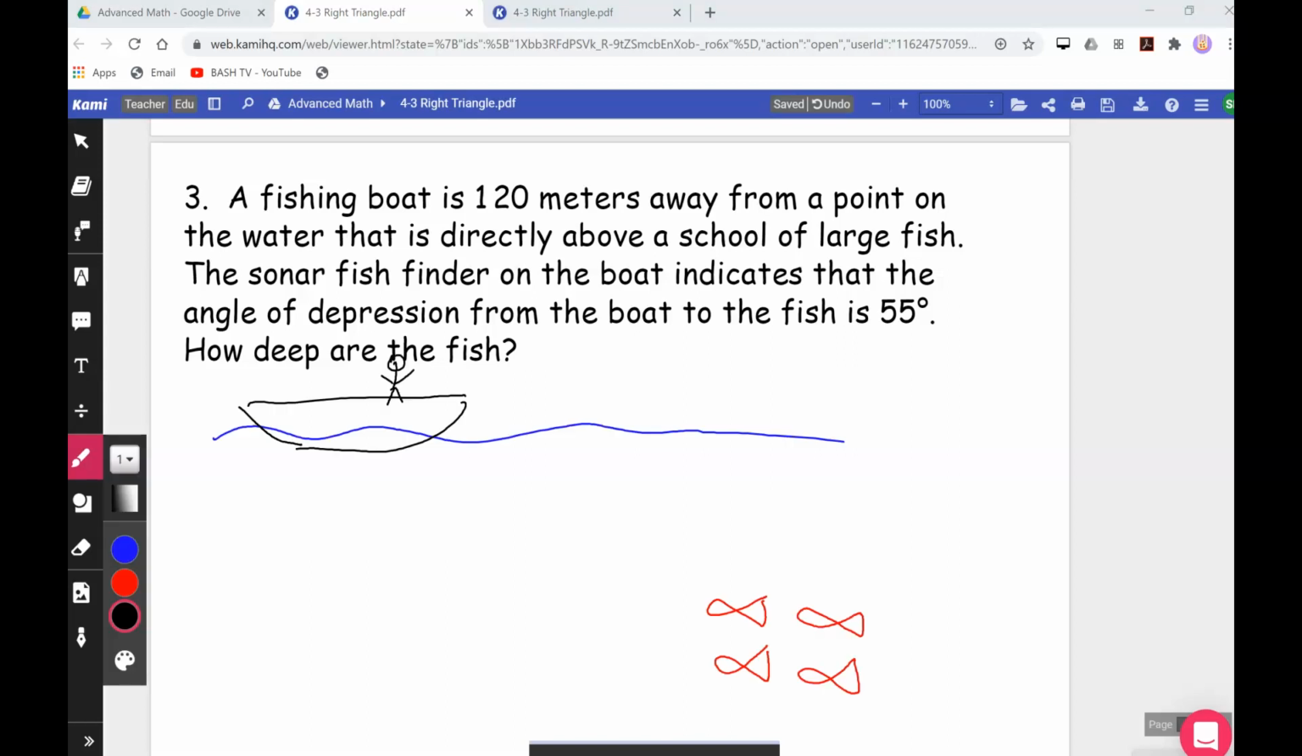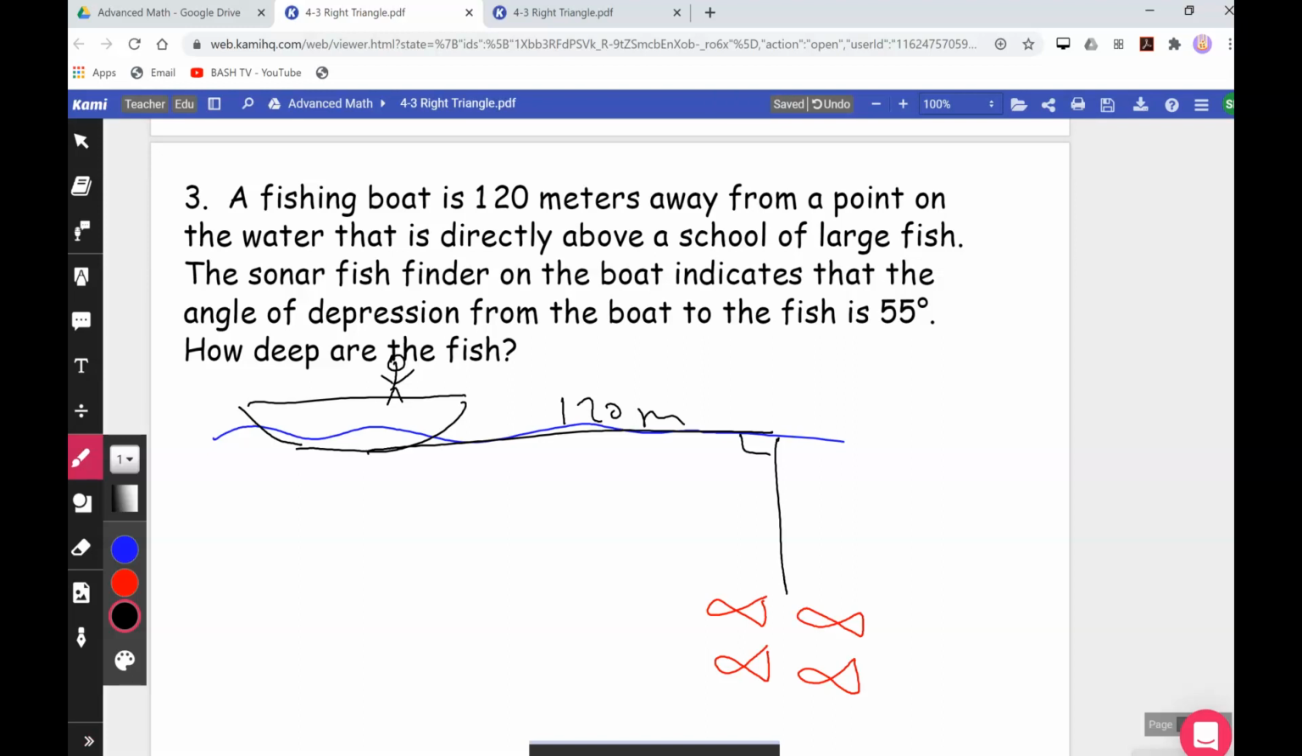Okay, so I drew the picture here. Now we got to make sure to understand there's a right triangle going on. A fishing boat is 120 meters away from a point in the water that is directly above the fish. So this is directly above the fish. And here, so 120 meters.